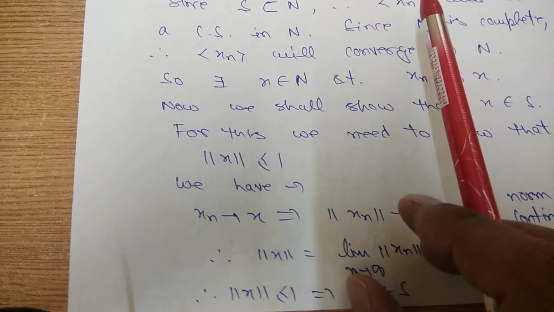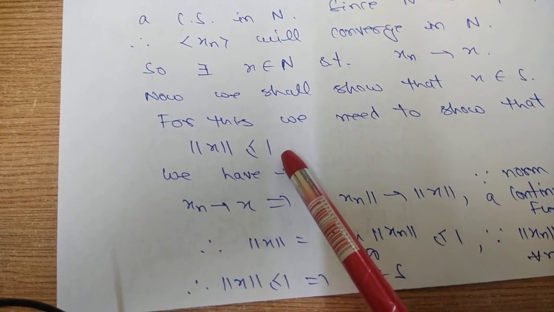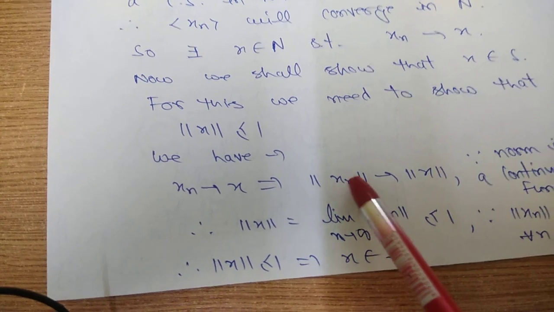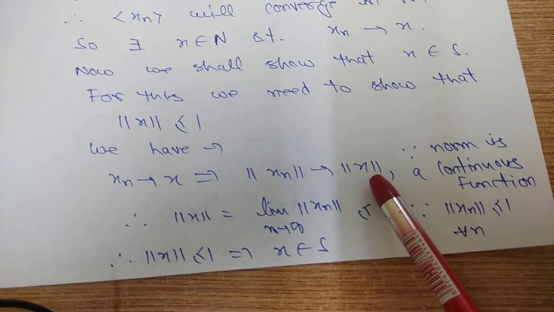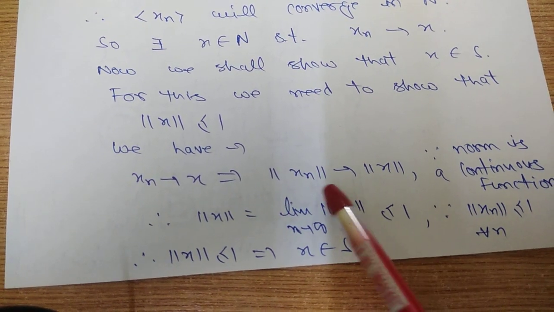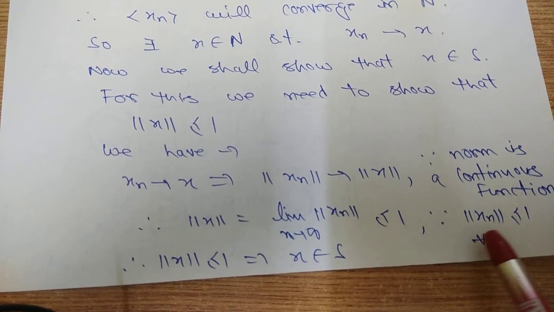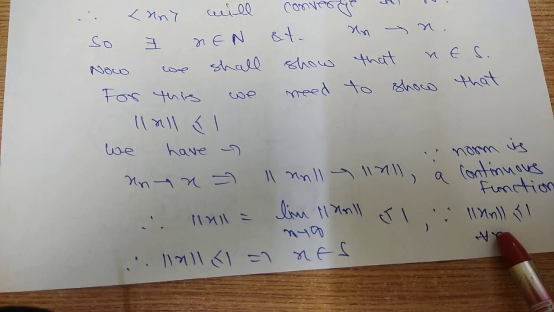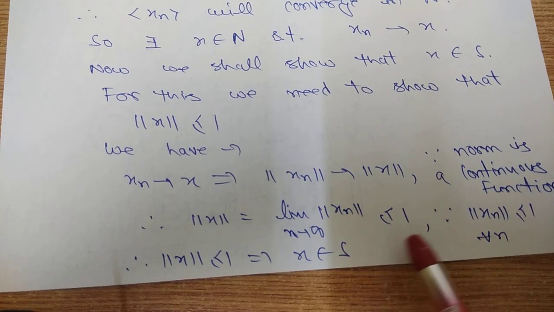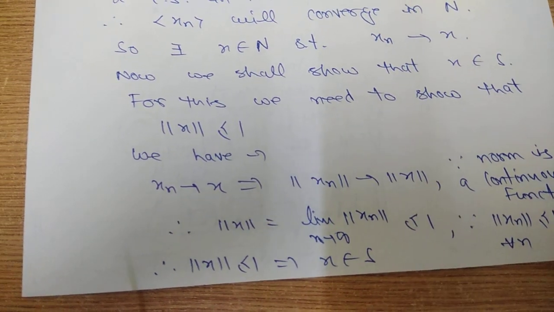And how does this element belong to S? If we prove that norm of x is less than or equal to 1. Now xn converges to x, so norm of xn will converge to norm of x because norm is a continuous function. Norm of x equals the limit of norm of xn as n tends to infinity. Now norm of xn is less than or equal to 1 for every n, so this limit will be less than or equal to 1. So we have shown that norm of x is less than or equal to 1, and therefore x belongs to S.